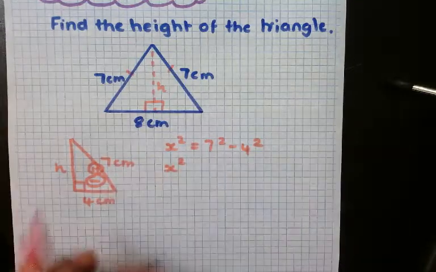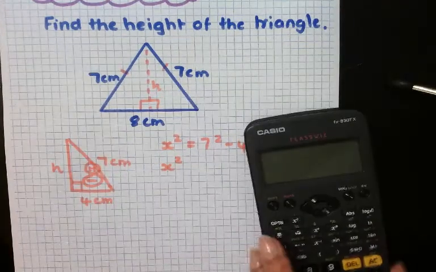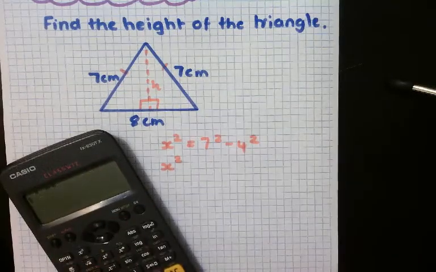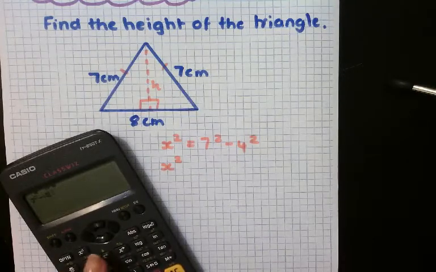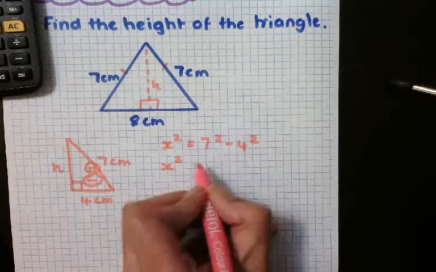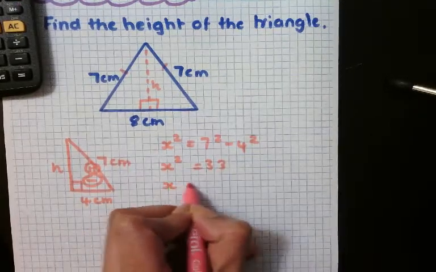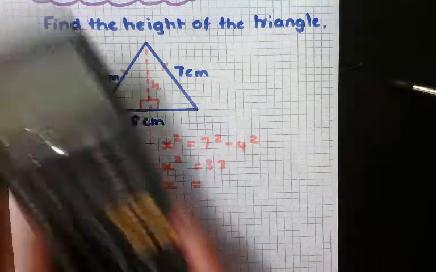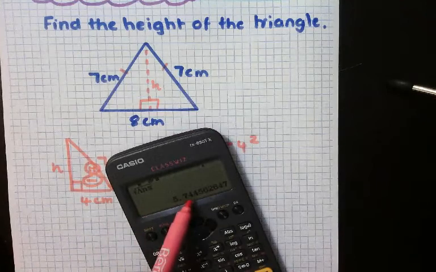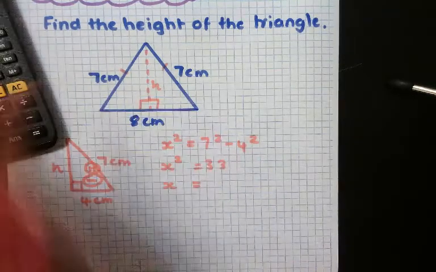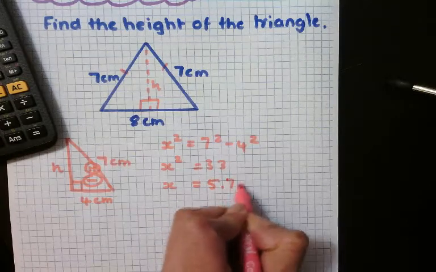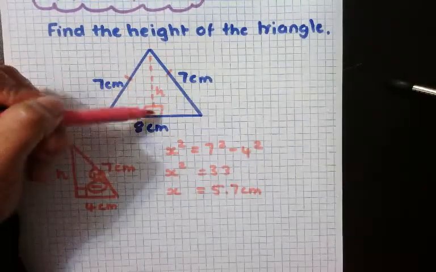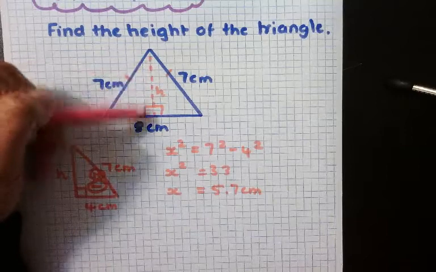I'm going to type that into my calculator. It's 33. Then I'm going to do the square root of 33. And I'm going to round that to 1 decimal place so the 4 doesn't do anything to the 7. So that's 5.7 centimetres. So the height of this isosceles triangle here is 5.7 centimetres.